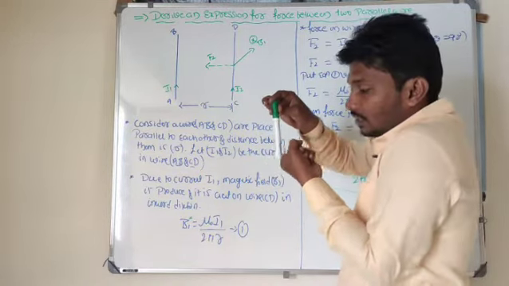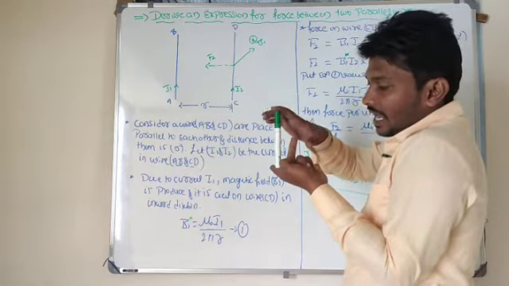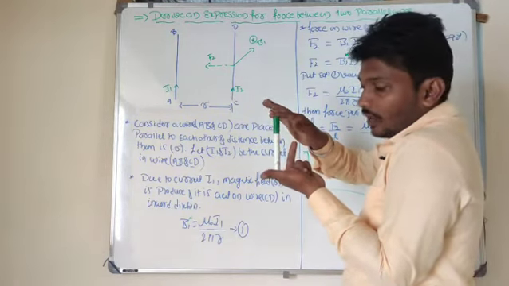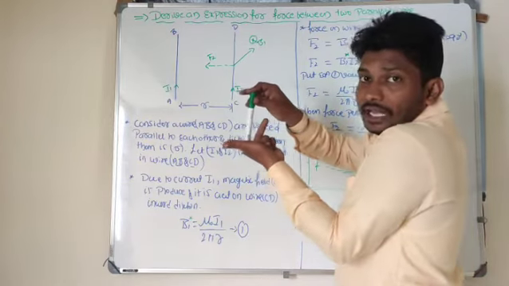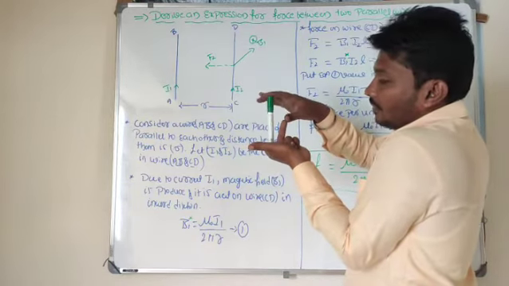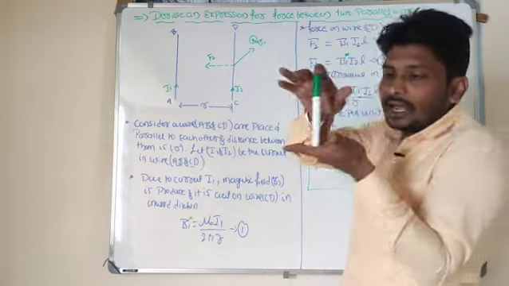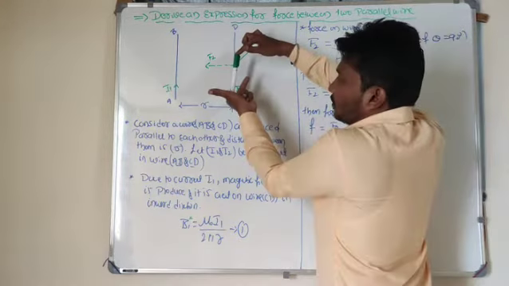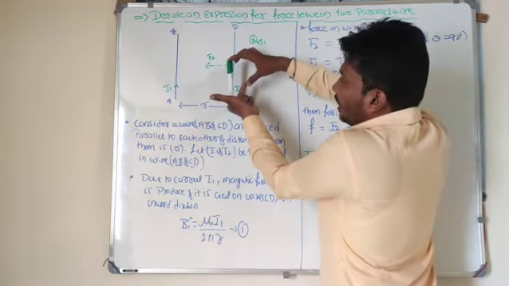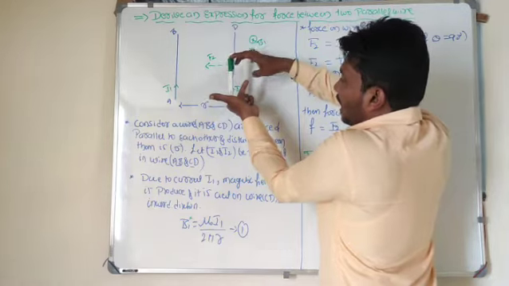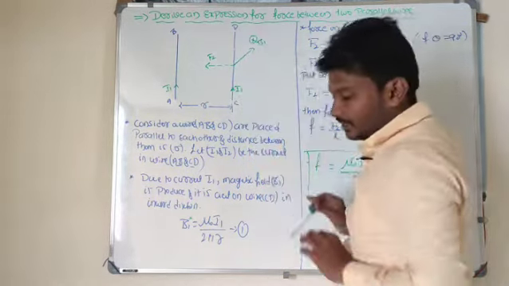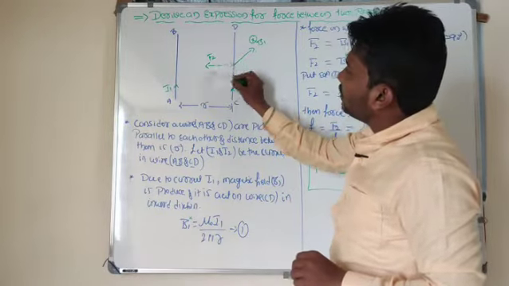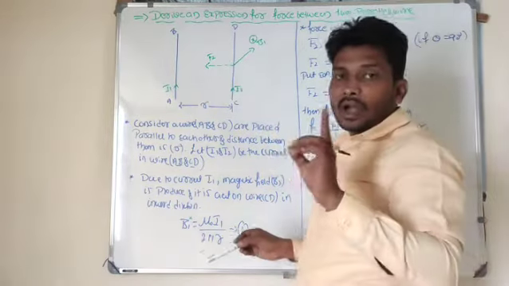The magnetic field is into the plane, right? So this is the direction of the current. The current is upward, and the thumb is towards the wire AB. So this is the direction of the current, this is the direction of the magnetic field, and this is the direction of the force. Current I2 is in this direction and the magnetic field is into the plane. This is the direction of the force. Hope you get these things. So I got that the direction of the force is towards the wire AB.